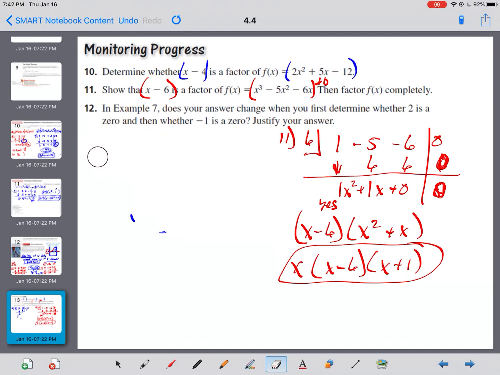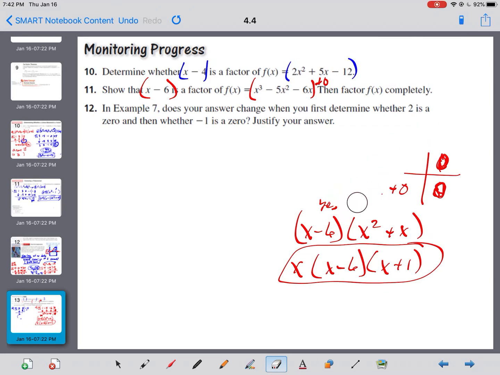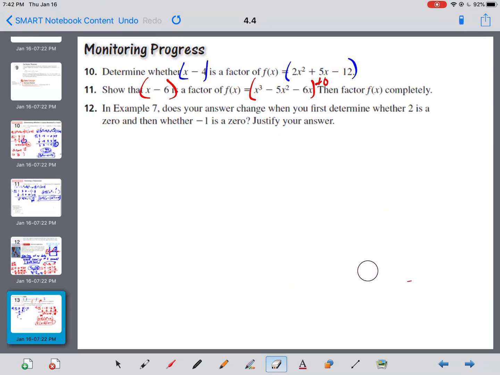Okay. Now, in example 7, does your answer change when you first determine whether 2 is a 0 and then whether -1 is a 0? Justify your answer. Well, that's because of the way they worked it in the book. No, because we determined both, right? They determined -1 first and then 2 afterwards. We did 2 first and -1 afterwards. We still got the same answer. So if you check what they did in the book, they did it backwards. So, no would be the answer to that one.